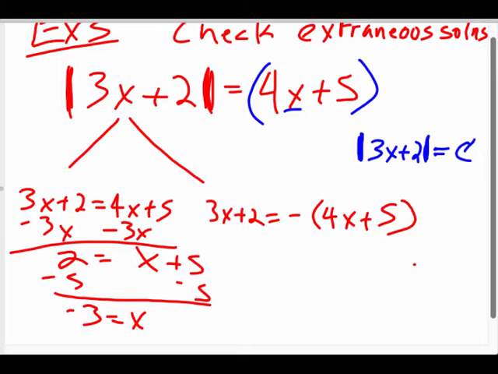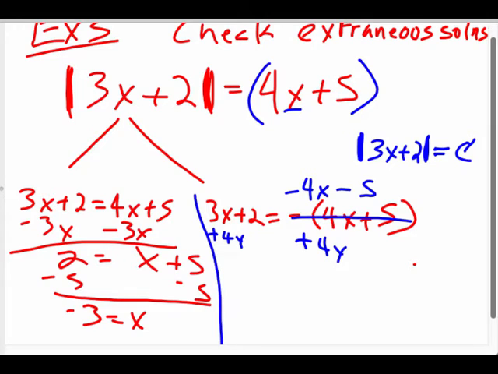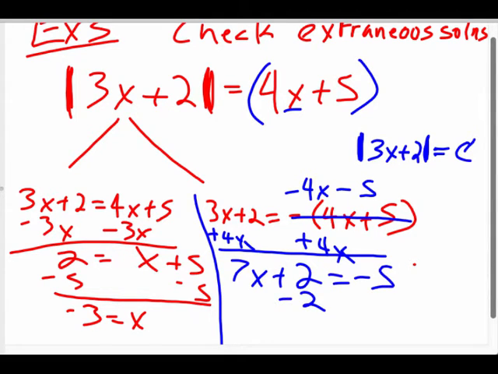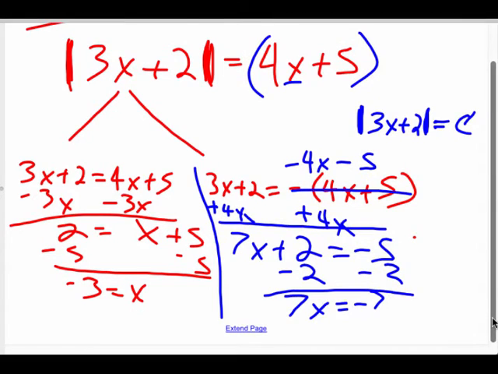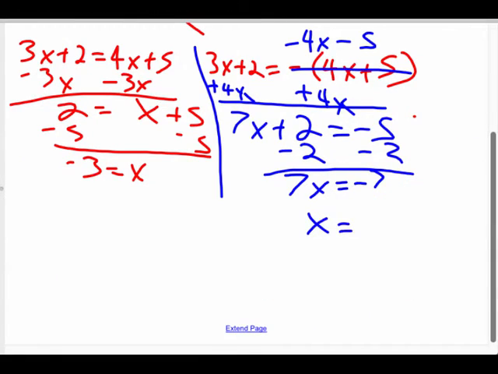So now, if I push this negative sign through, this whole thing becomes negative 4x minus 5. So I'm going to add 4x to both sides. Let's draw a little line there so we don't get confused, and that's an x, not a y. So I get 7x plus 2 is equal to negative 5. Subtract 2 from both sides, and I get 7x is equal to negative 7, or x equals negative 1.